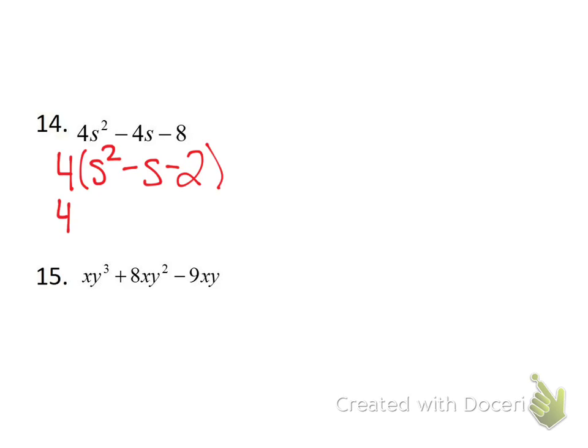Then we can set up our two binomials. We know we have an S in the front. What do we know about our signs? Negative and a positive. They've got to be opposite signs or different signs because we are subtracting the C back there.